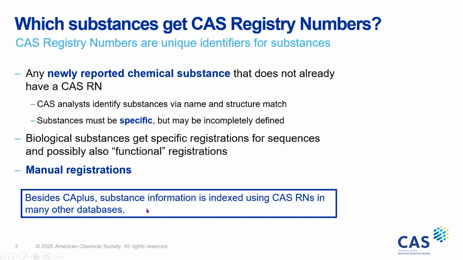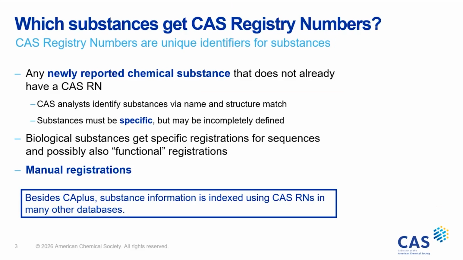You can see on the slide that besides CAS databases, substance information indexed by CAS registry number can be found in many other databases. We can see this, for example, in the locator field in the registry database, where all available databases are listed that contain information about a particular substance linked through its registry number. We'll see this also online.